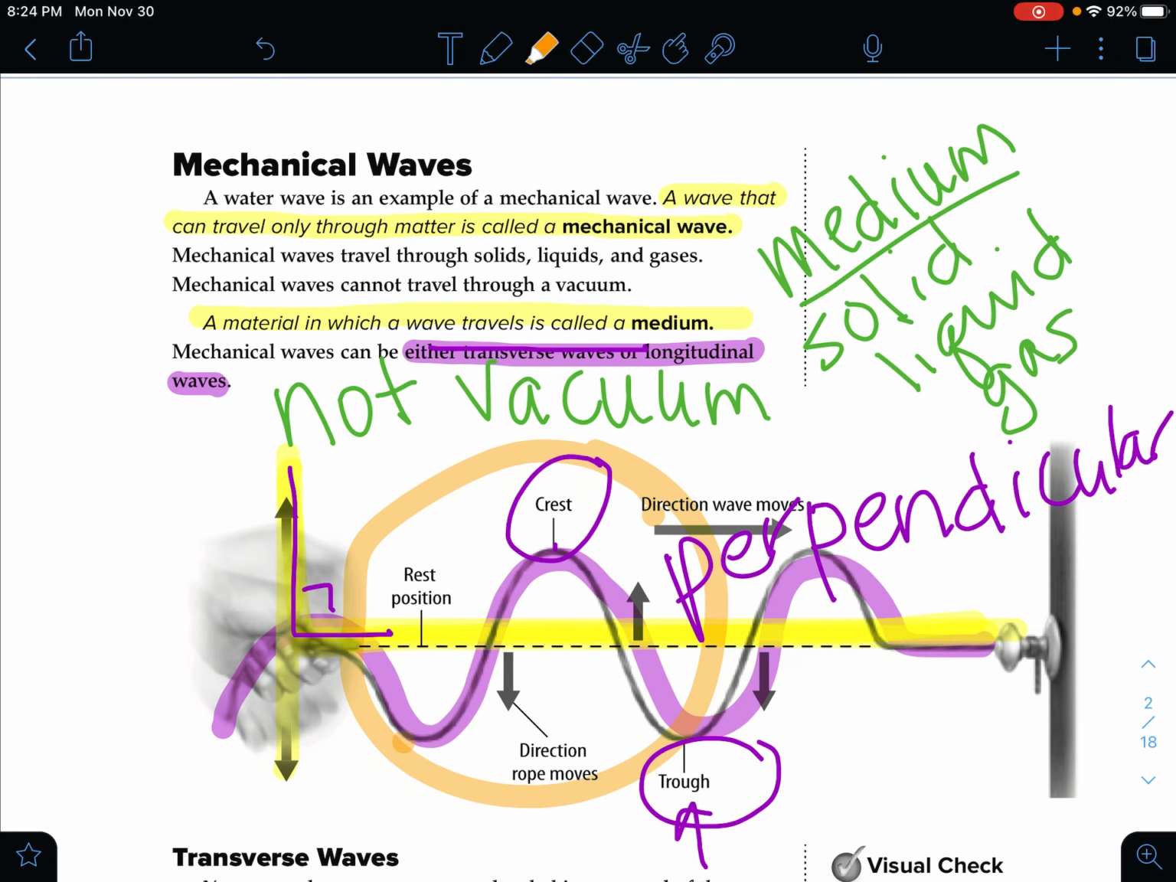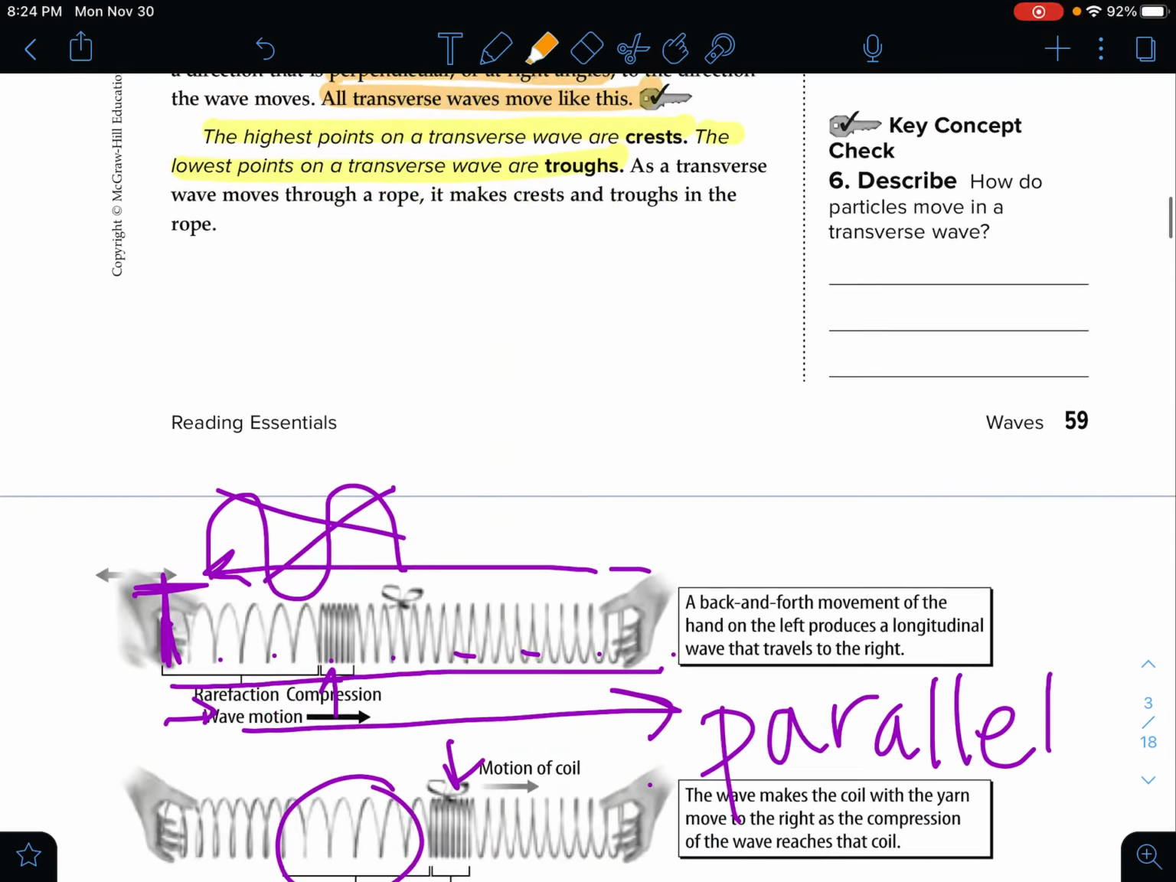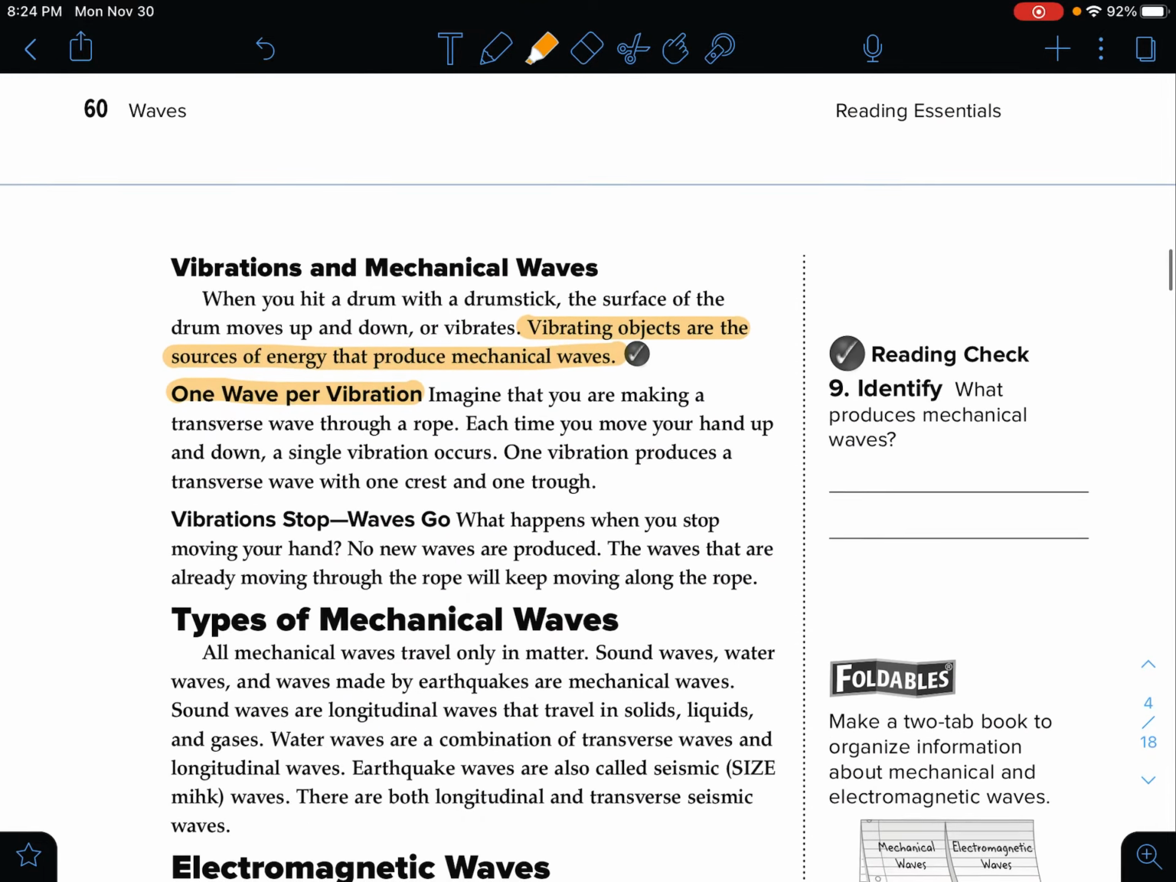That's it. And then we're going to go flat again. Okay, so if we look here, this arm went up and down a couple of times to produce a trough and a crest and a trough and a crest. Okay, so if we just have one vibration, we're just going to have one wave with one crest and one trough. Okay, alrighty. So vibration stop, the wave goes.